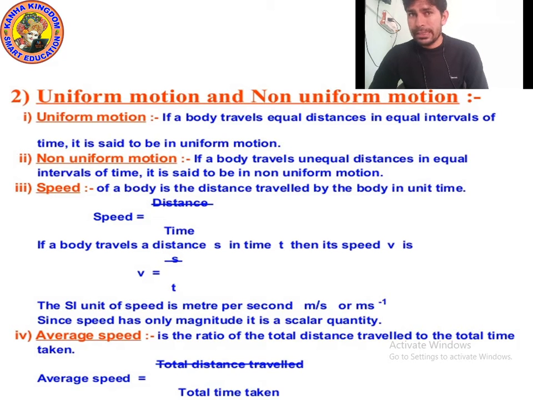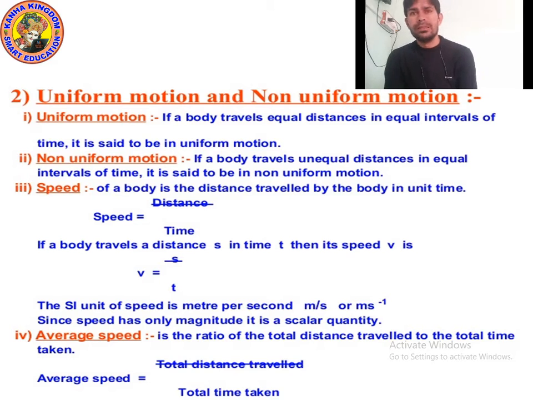And what is the SI unit of speed? Well, you know the unit of distance is meter, and the unit of time is second. We know that speed is equal to distance upon time. Distance means meter, time means second, so meter upon second, meter per second. So the SI unit of speed is meter per second, or you can write meter second inverse.